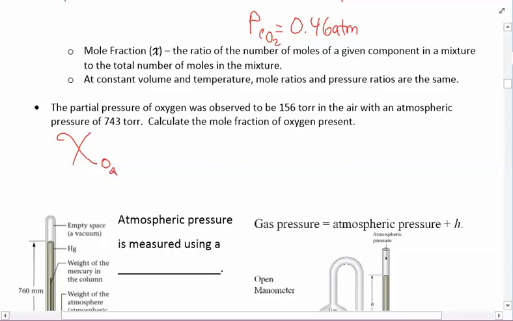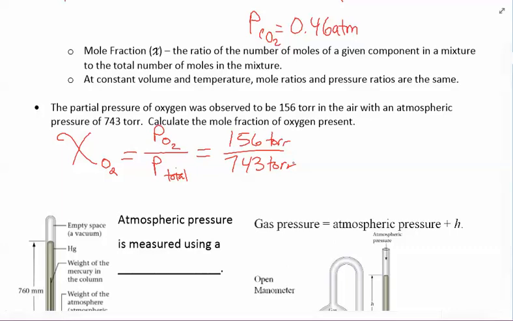Just like with the partial pressure of gases, we're going to say what we're looking at. It's going to be equal to the partial pressure of oxygen divided by the pressure of the total, P total, or P of the atmosphere, or barometric pressure, to determine the fraction. So we're going to take 156 torr divided by 743 torr. Notice also we're not multiplying by 100, we're just dividing. It should be a fraction, it should be less than 1.